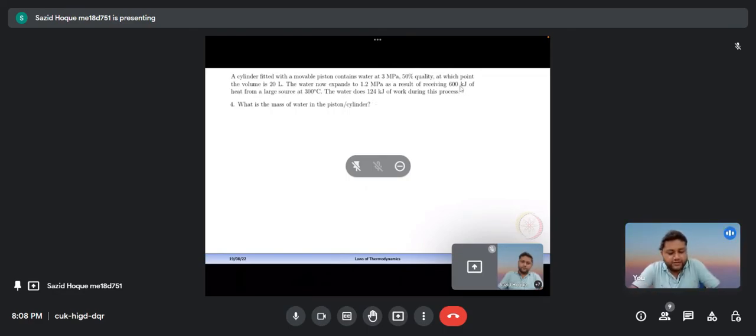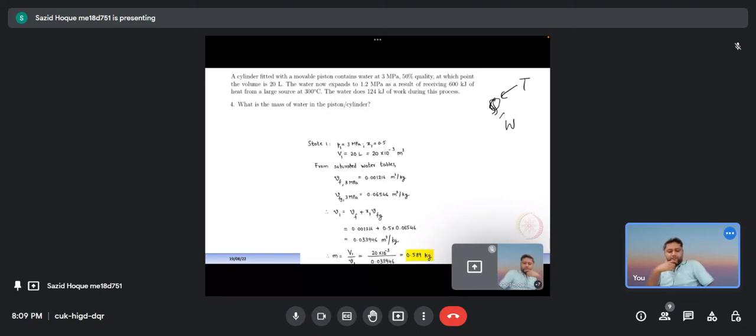So Q that is supplied is given. The work done by this piston cylinder is given, and the temperature of the reservoir from where the Q is coming is given, and initially the quality is given, and the volume is given. So we need to find out the mass of the water in the piston cylinder. The same problem, we need to find out the state point.